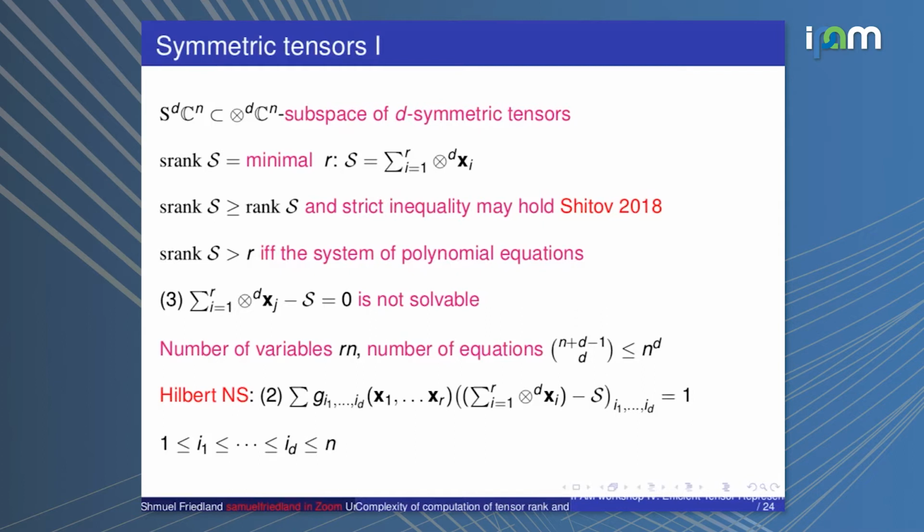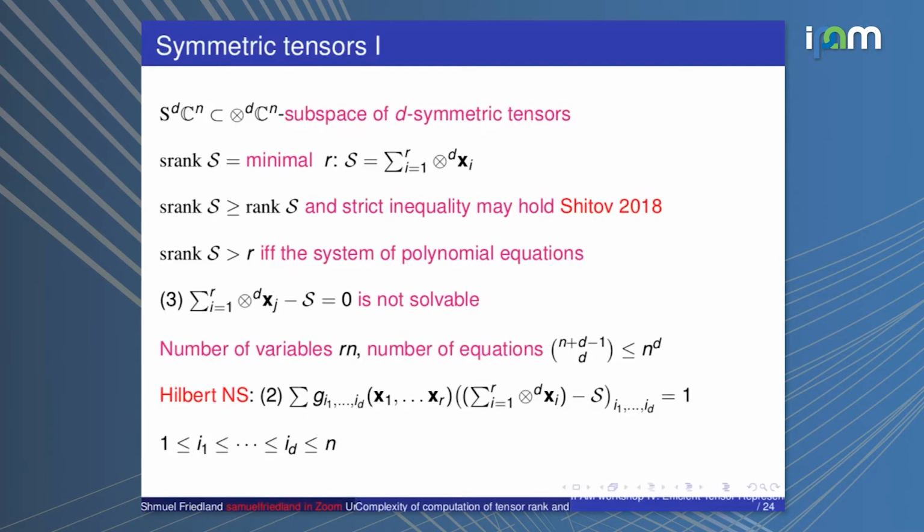So it's a minimal R such that I present S as the sum of rank 1 symmetric tensors. So the symmetric rank of S is greater or equal than the rank of S, and strict inequality may hold. This was proved by Shitov. So what does it mean that the symmetric rank of S is greater than R? It means that this system, which I call number 3, which is the sum of R rank 1 symmetric tensors minus S, is not solvable.